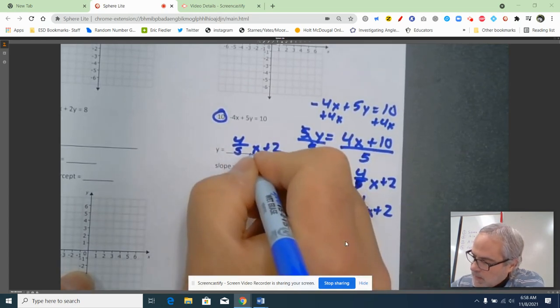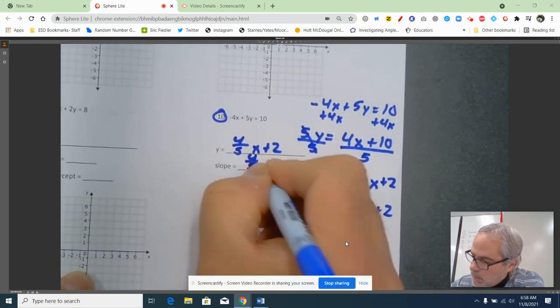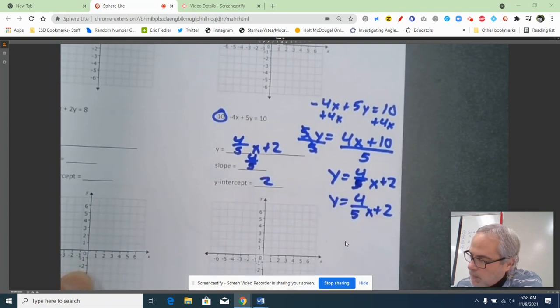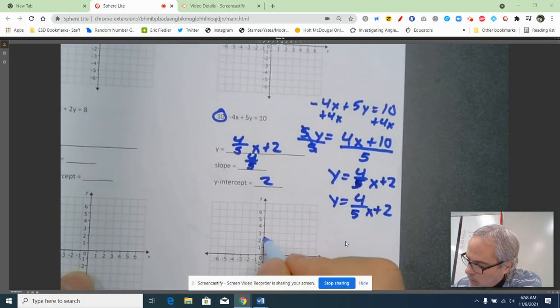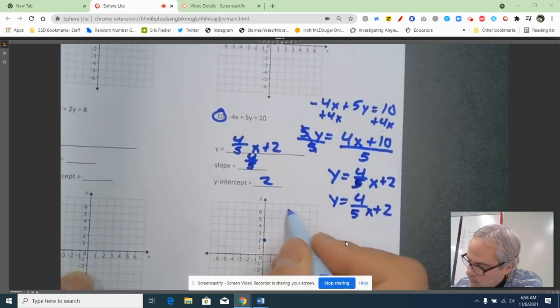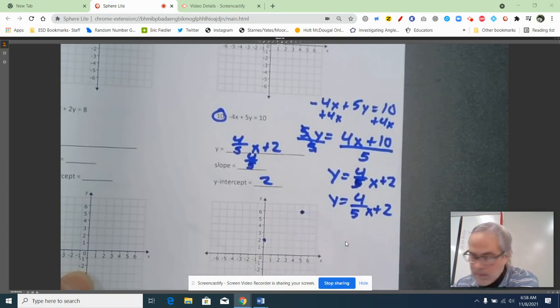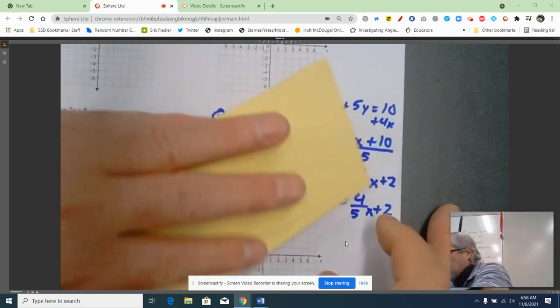My slope is 4 over 5. Y-intercept is 2, and here we go. Plot that first. Now I'm going to rise 4. 1, 2, 3, 4. And I'm going to run 5. 1, 2, 3, 4, 5. Okay, graph that.